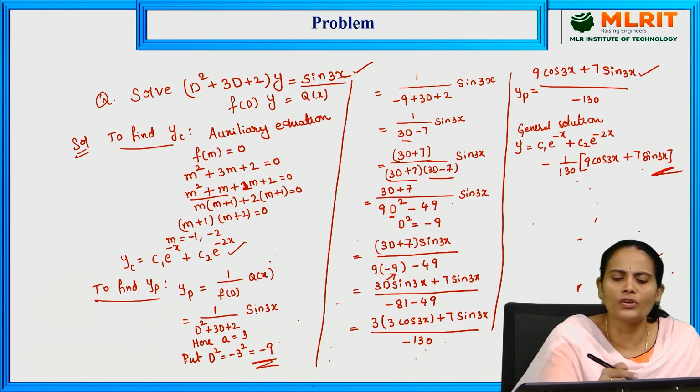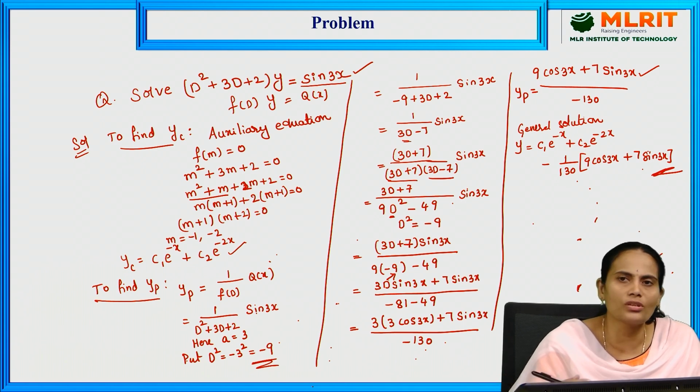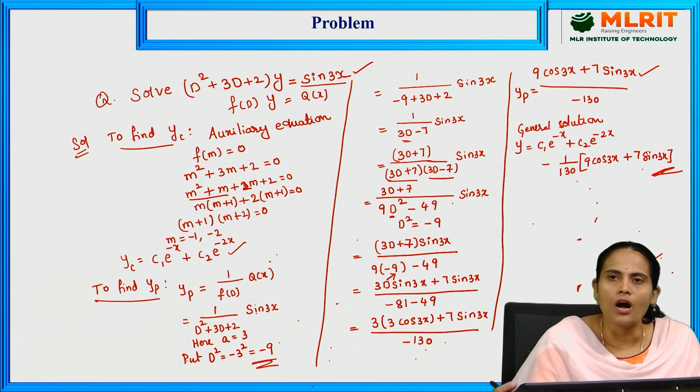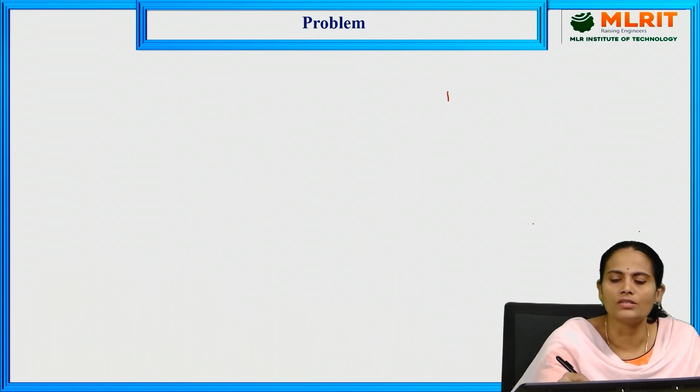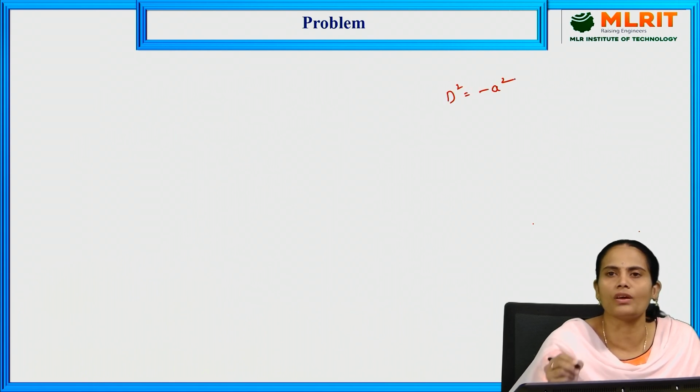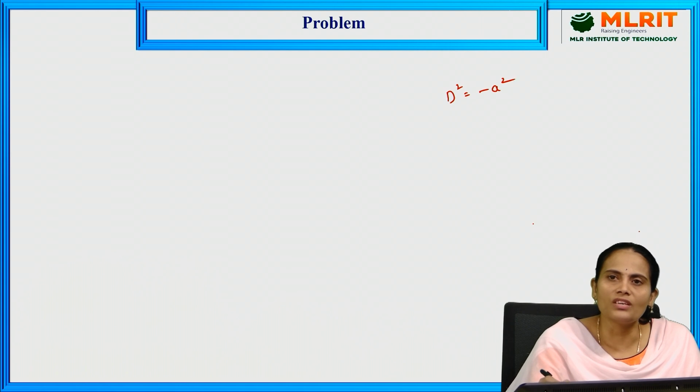Suppose Q of x is equal to cos 3x, it is also the same process. Whether it is sine of ax plus b or cos of ax plus b, the same process can be applied to find the particular integral. So how can we find it when Q of x is equal to sine ax? What is the substitution to take? D square is equal to minus a square. We take the substitution in the place of D square only, not in the terms of D.